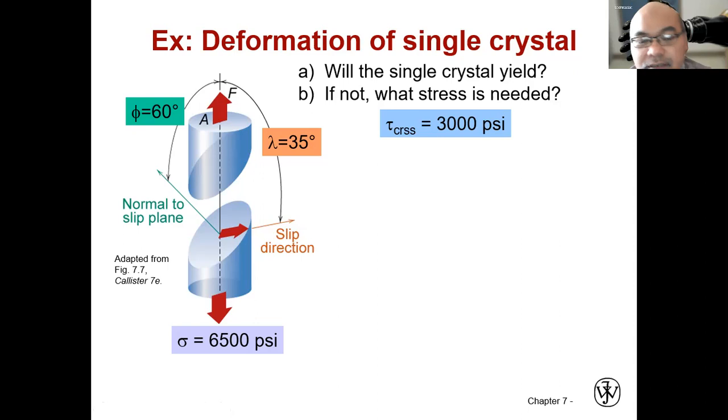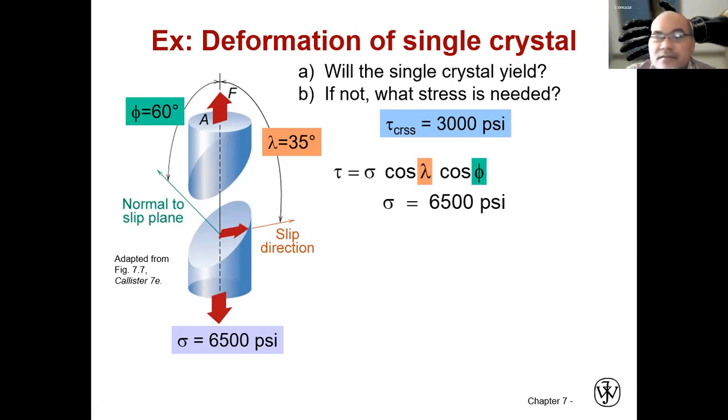If the tau CRSS, the critical resolved shear stress, is known to be 3000 psi, and the sigma is 6500 psi, will the single crystal yield or not? So it means will it deform or not? If not, then what is the stress needed in order to make this crystal yield or deform?